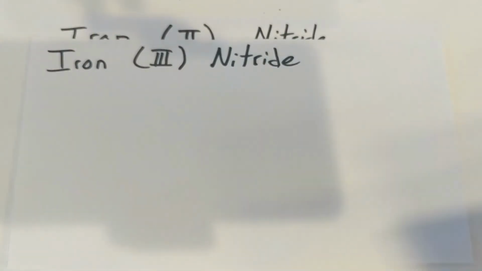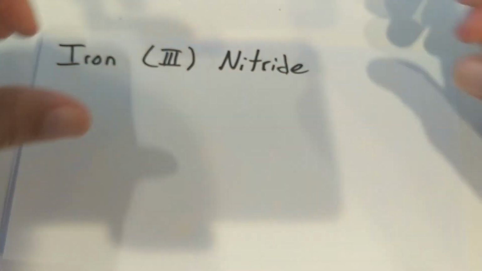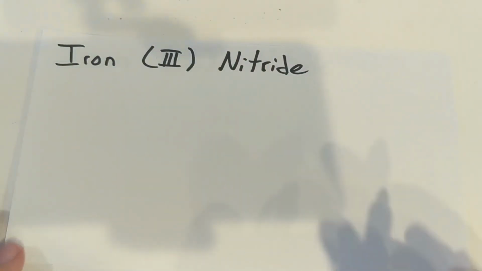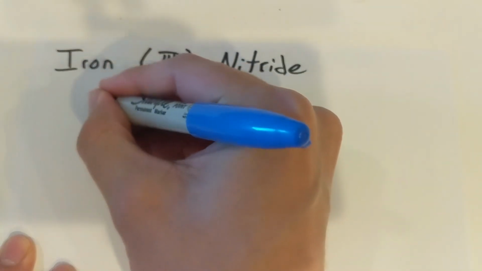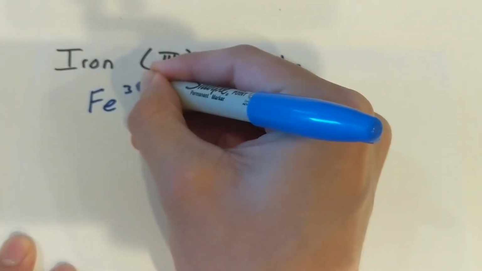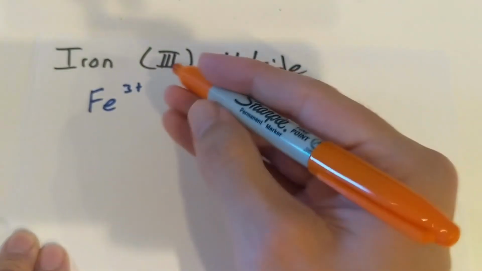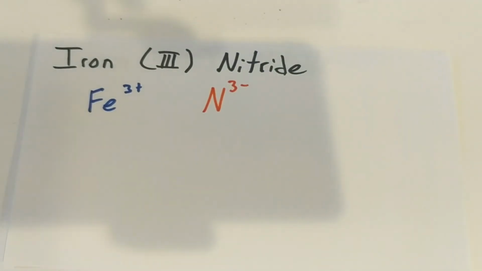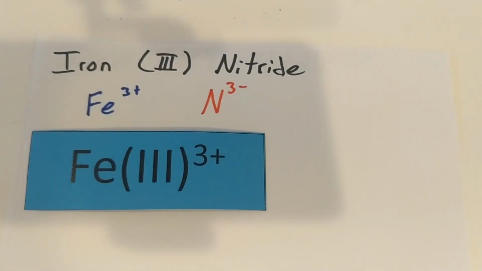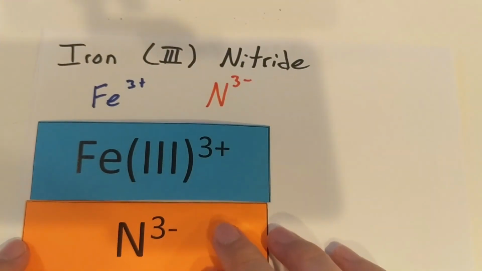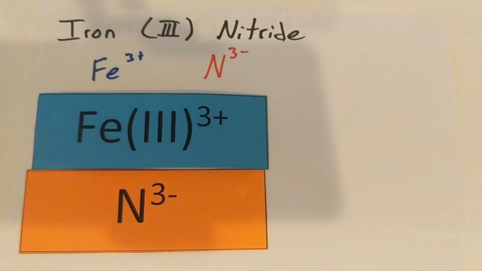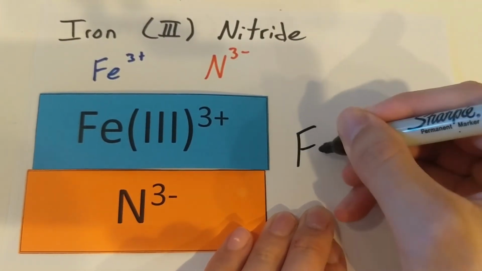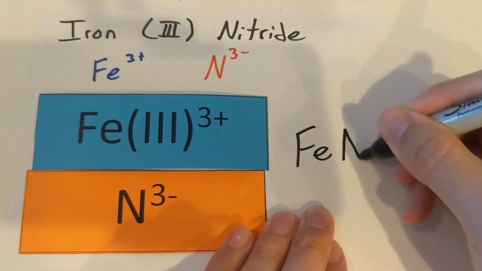We'll do a couple more with these transition metals because they're the ones it's trickiest with. Iron 3 nitride. This tells me that my charge on my iron is +3, and nitride is -3. So you can see these balance out nicely already. Our charges nicely cancel out. So the way I would write this is I have 1 of each. So I would have iron nitride.